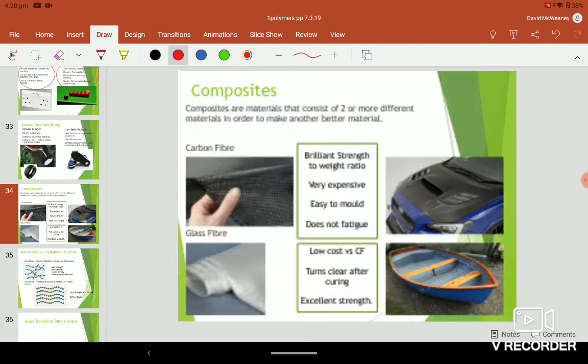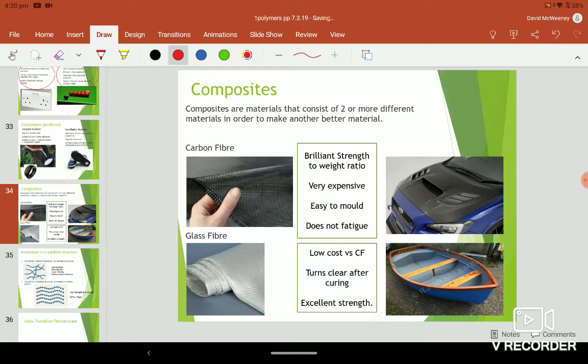The next one I want to go through is composites. A composite is a material that consists of two different materials to make a superior material. So you have carbon fiber. You can see carbon fiber there. See the way it's like a sheet, nearly like a cloth. The carbon is formed into a thread and then woven into a sheet like that. The sheet gets placed over the mold, and then resin is painted on, and that is your carbon fiber. A very, very strong material. Don't forget, just take down those points on carbon fiber.